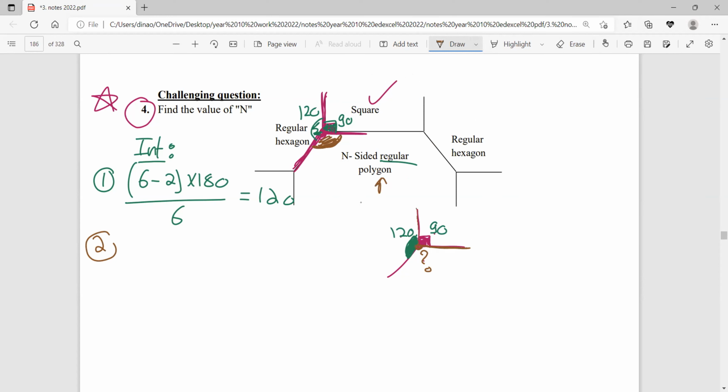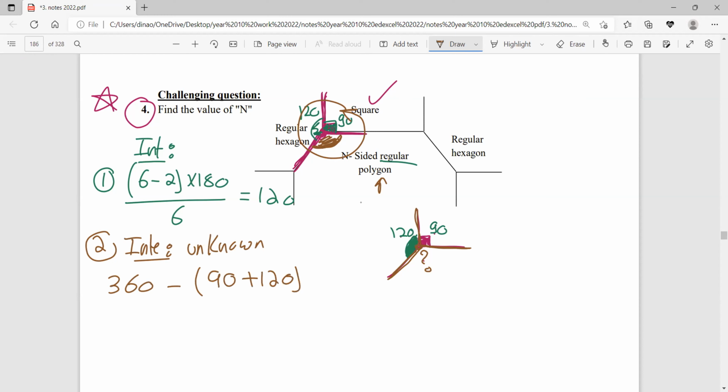فكروا كده. These angles are accumulative at the point. So the sum of these three angles is equal to 360 degrees. So now, to find the interior angle of the unknown shape, I can subtract the 90 and the 120 from 360. اللي زي ما انتم شايفين كلهم متجمعين عند نقطة. So equals to 150 degrees.